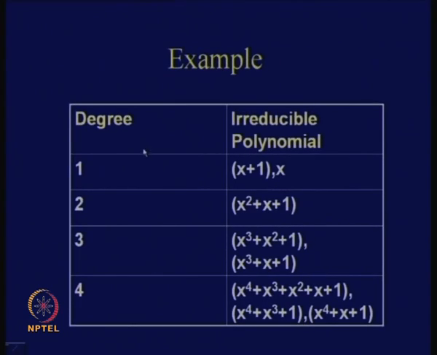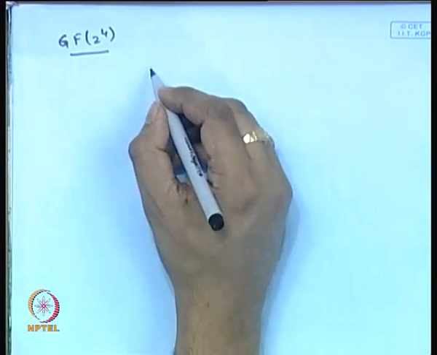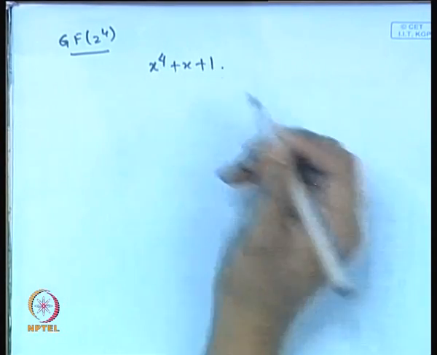There are some examples of irreducible polynomials. Consider degree 1. You see that x plus 1 and x are irreducible in this field because you do not have any factors of x plus 1 and x inside this field. I think this will be better explained if you take degree 4. Here are some polynomials in GF(2^4). Consider this particular polynomial, x^4 plus x plus 1, a polynomial whose degree is 4 in the field GF(2^4).